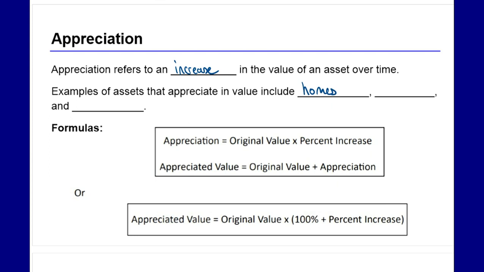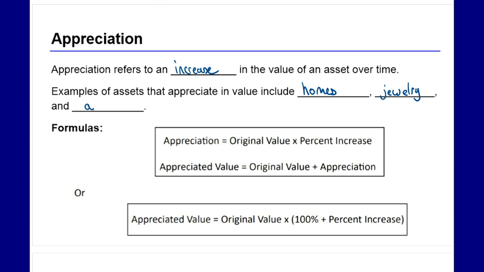Your house becomes worth more, especially now when there is not as much housing as there probably could be, or more and more people look for houses. The value is going up. We also have things like jewelry. As some jewelry gets older, the value increases because it becomes more rare, or maybe the craftsmanship doesn't exist anymore. So the current items tend to be worth more.